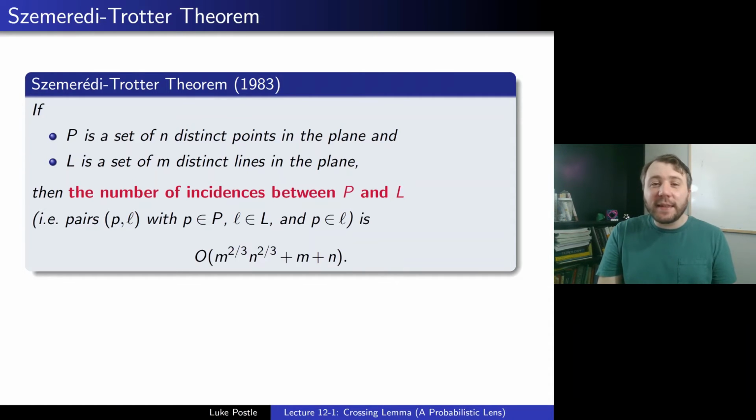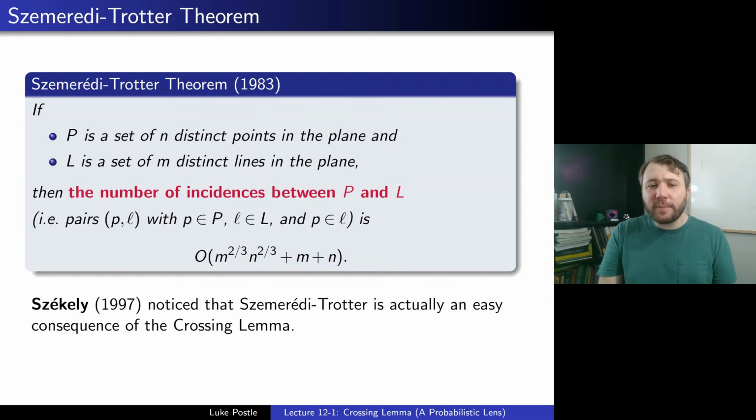And the theorem says that this number is O of, so is at most, some constant times m to the 2/3, n to the 2/3, plus m plus n. Of course, we have m and n as somewhat natural terms, but instead of just m times n, which would be a trivial upper bound, we can get m to the 2/3 and n to the 2/3, an improvement over the trivial bound. So that's quite a nice theorem.